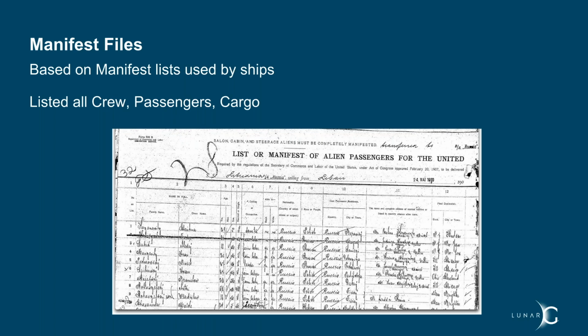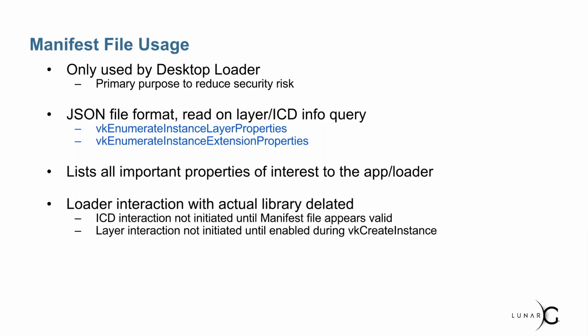Another concept we want to cover is called manifest files. Just like a ship's manifest back in the day that listed crew, passengers, and cargo, the intent of it was to provide some amount of security, to make sure that a ship wasn't unintentionally or intentionally bringing contraband into the country. On desktop, we use this concept, and we have these manifest files. They're JSON formatted files that identify information about a layer or an ICD, and the loader uses that. The intent is to provide security.